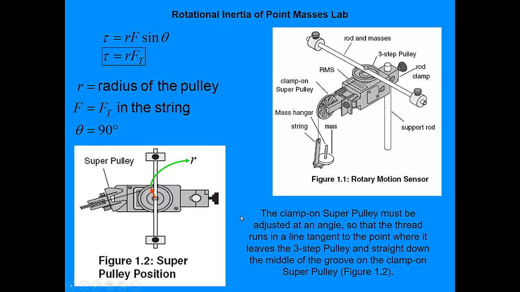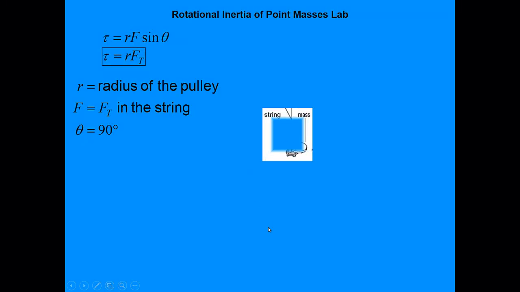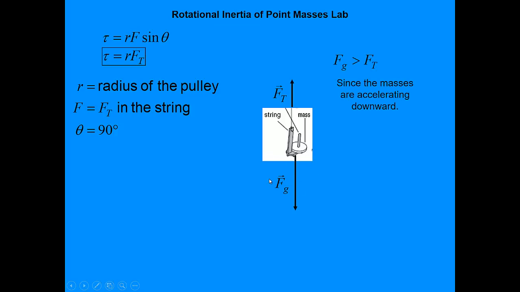So the question then becomes, if this is how we calculate the torque, how are we going to find the force of tension? Just like last time, we do a quick force diagram of those hanging masses. Force of gravity down, force of tension up. Are they balanced? No, they can't be balanced. Why? Because it's accelerating. In what direction are these masses accelerating? Down. So therefore, the force of gravity has to be bigger than the force of tension.